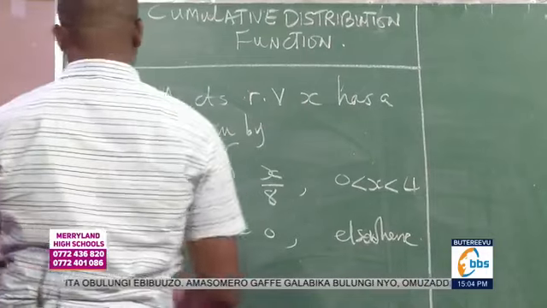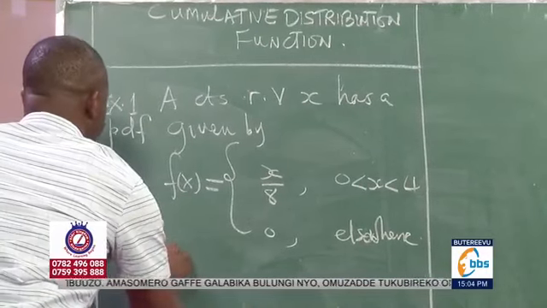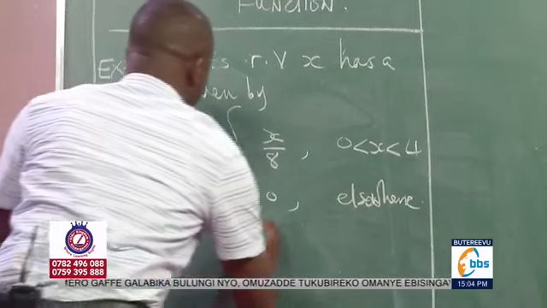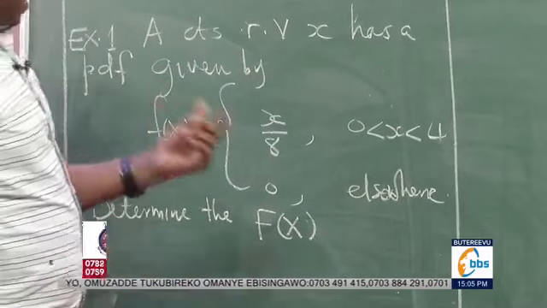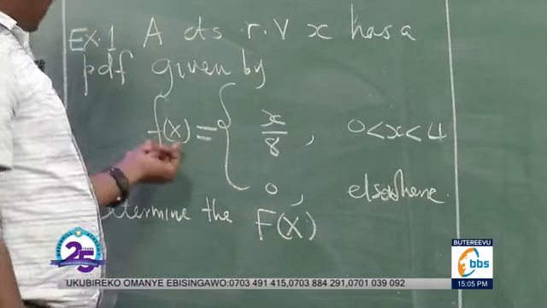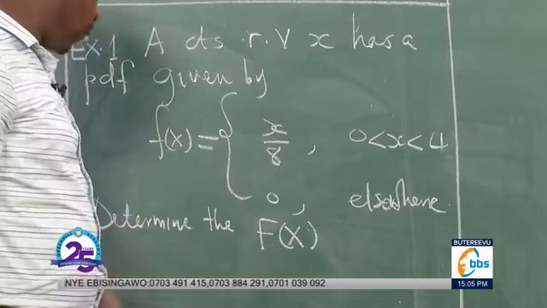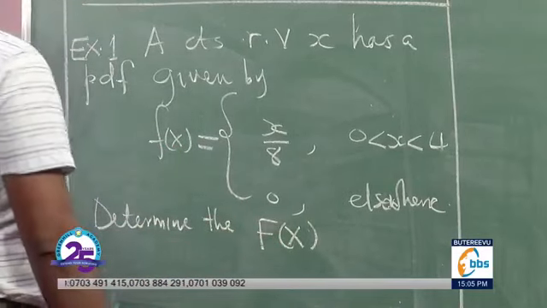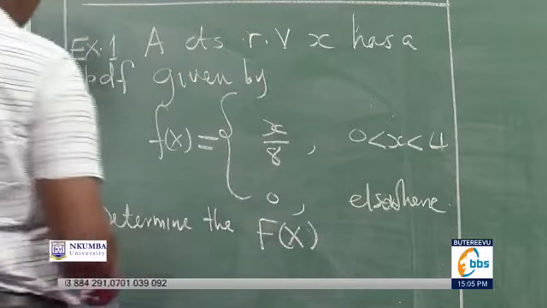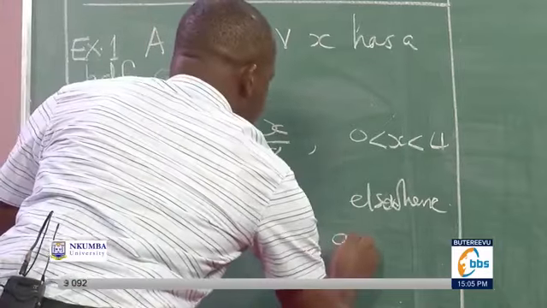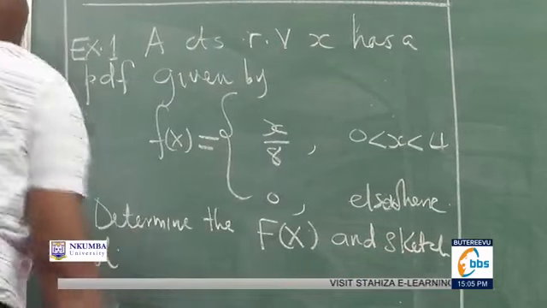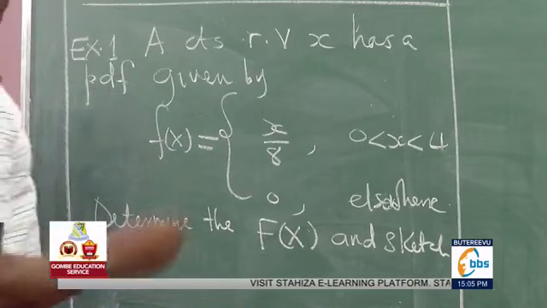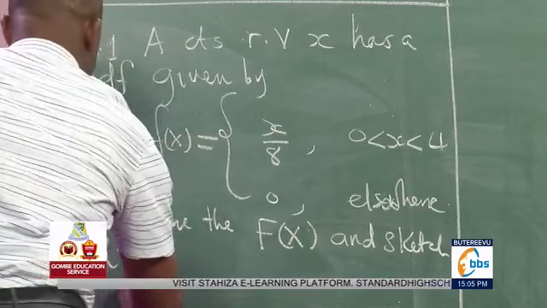And they are telling us, one, to determine the cumulative distribution function. This, comparatively with the PDF, is written with a capital F and a capital X, and therefore it is a cumulative, as said. And then they also want us to sketch this function.